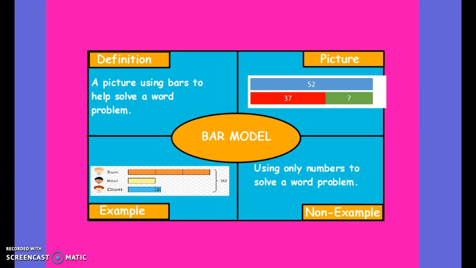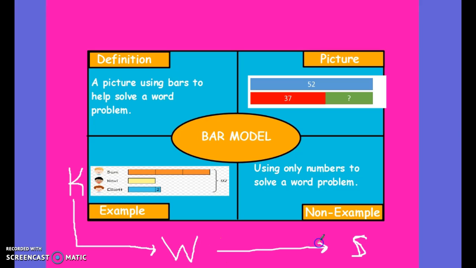The other thing we will also be considering in our division unit is bar modeling. It's a picture using bars to help us solve a word problem. I've also been introducing to the students that when we are solving the word problem using these bars, typically the bars represent the K, or what we know. The W is what we want to know, and then the number sentences that we come up with to solve the word problem is the S, or how we are solving the problem. And that's the attack scheme that we have for word problems. What we know, what we want to know, the question, and then how we solve it with number sentences.